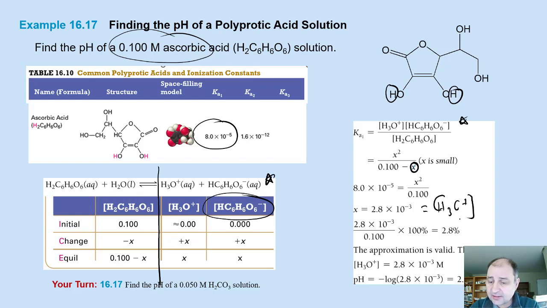Need to do the test. So we take it divided by the original concentration times 100, which gives me 2.8%. So it's a valid assumption. Don't have to work the quadratic equation, and then all I have to do is take the negative log to get the pH, and we are done. So we've done this excessively. Hopefully you know how to do that on your own at this point.